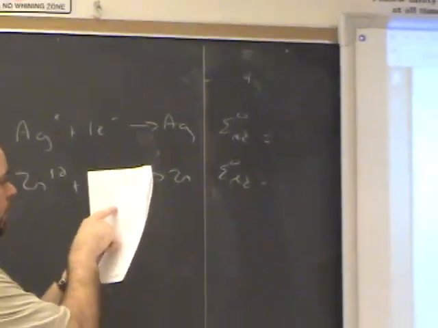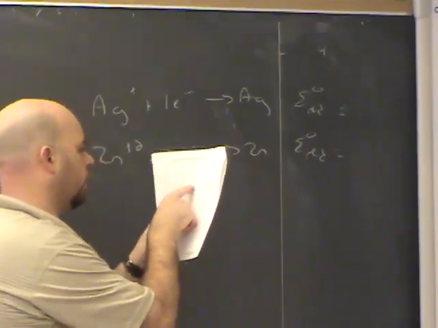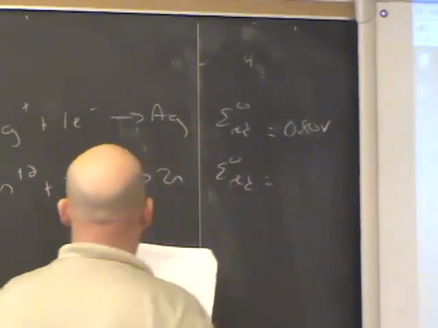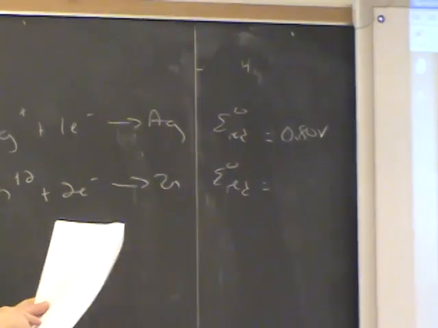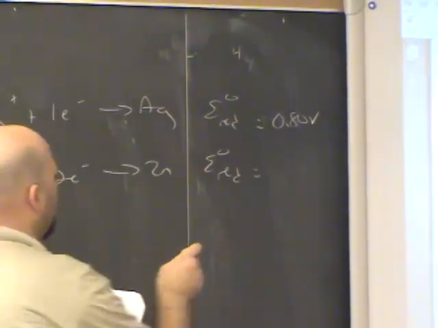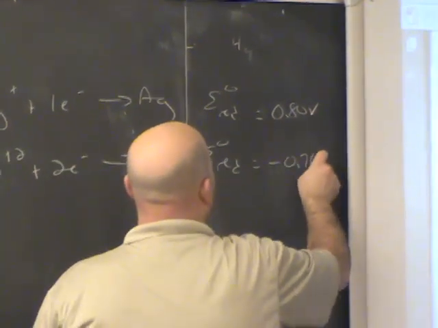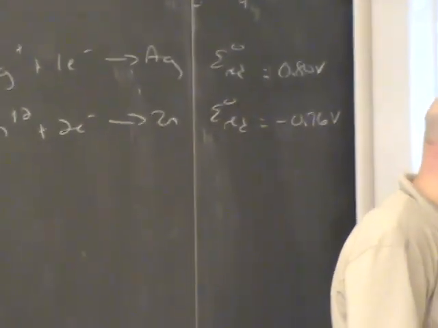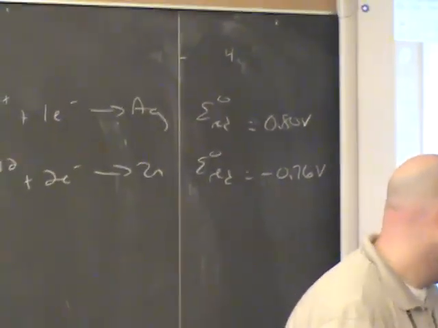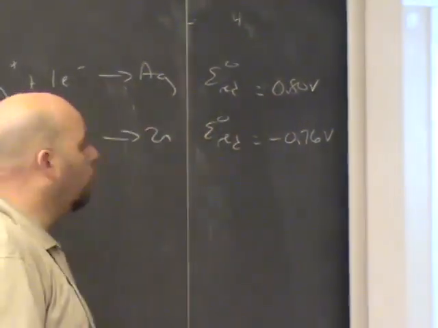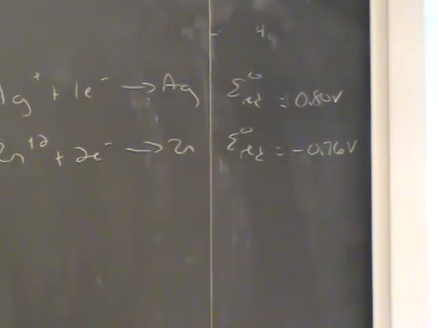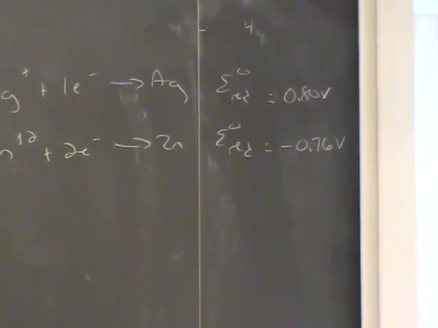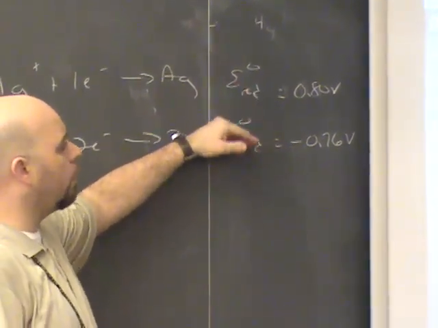If I look on here, silver plus one electron is 0.80 volts, and the zinc plus 2 electrons is negative 0.76 volts. So when they say write the balanced equation for the spontaneous reaction that takes place in the cell, what I need to figure out is which is more likely to be oxidized, which is more likely to be reduced. How do I know that? Which one of these is more positive?